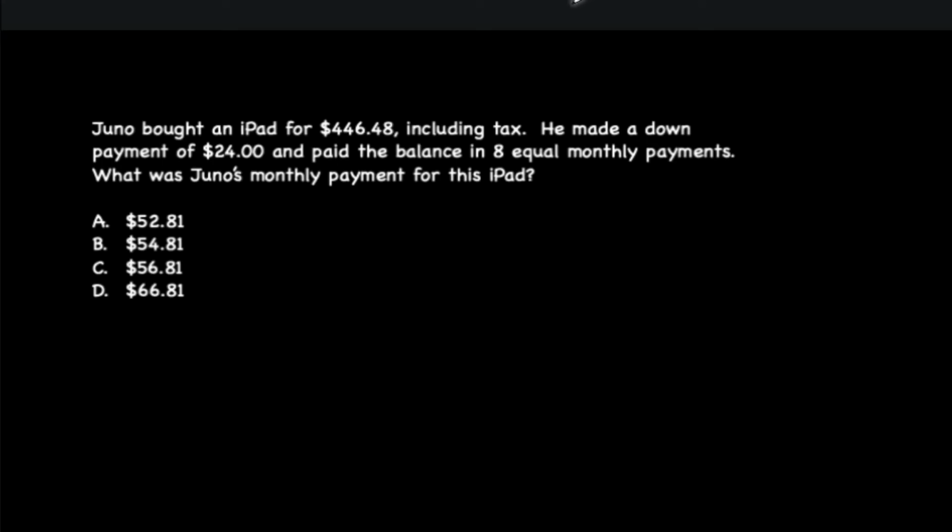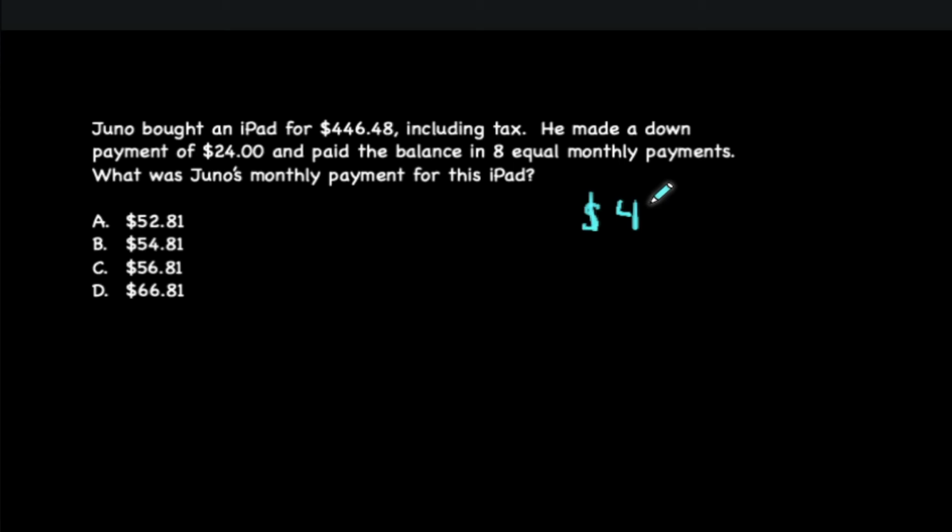Juno bought an iPad for $446.48, including tax. He made a down payment of $24 and paid the balance in 8 equal monthly payments. What was his monthly payment? Okay, so here we see that he purchased an iPad for this amount, but he also made a down payment on it. So that means we have to subtract $24 from the full amount of $446.48.